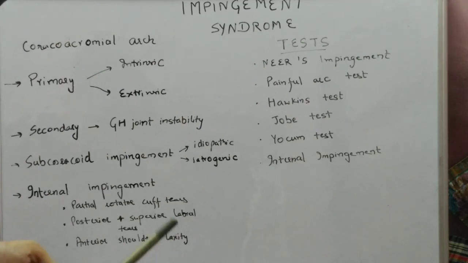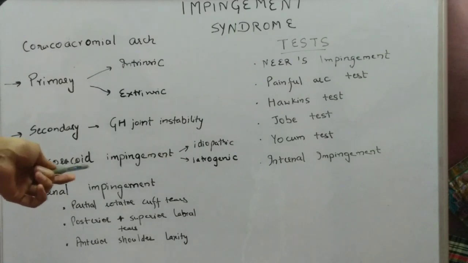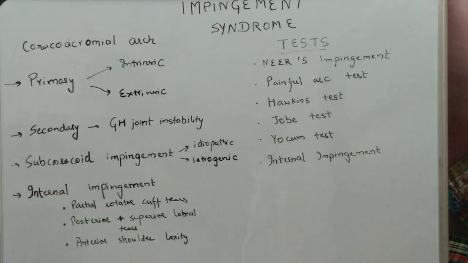Now to test for the subcoracoid impingement, we know that in this the subscapularis tendon is getting impinged. The subscapularis tendon's function is to go for the internal rotation of the arm. So we will do our test to resist the internal rotation, and the patient will experience pain.